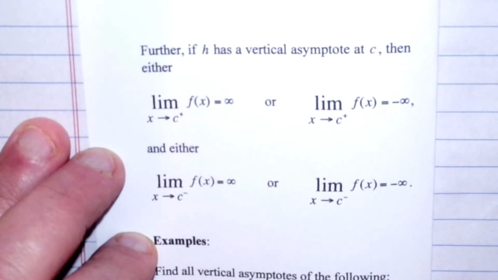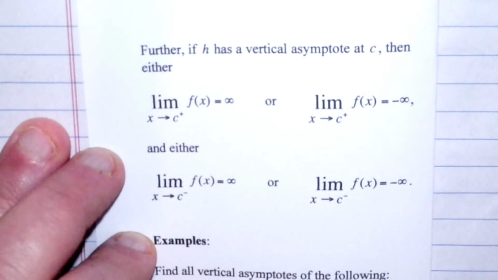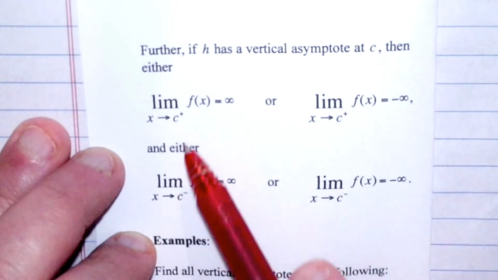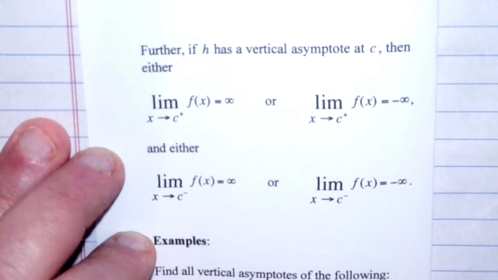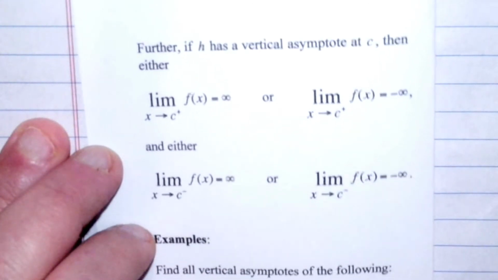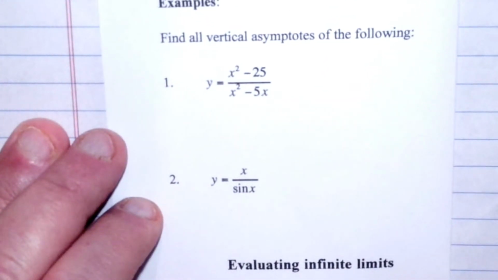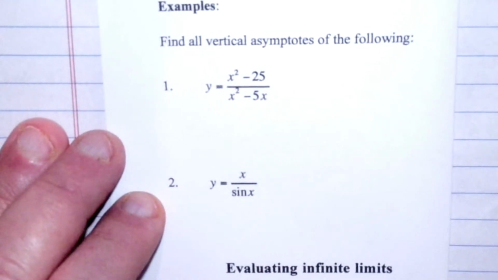And linking that fact that we just looked at back to limits, we now know how to figure out when a function has a vertical asymptote. If a function has a vertical asymptote, that means, in the case where we're dealing with continuous functions, the limit from the right is going to be either positive infinity or negative infinity, and the limit from the left is going to be either positive infinity or negative infinity. So, can you find all vertical asymptotes of these functions?